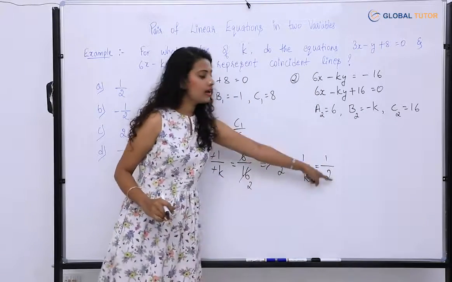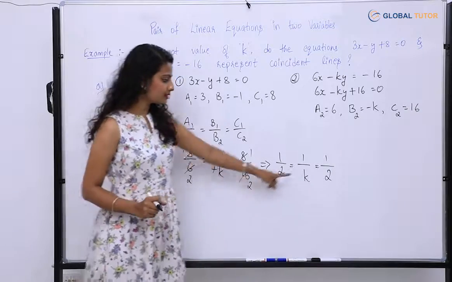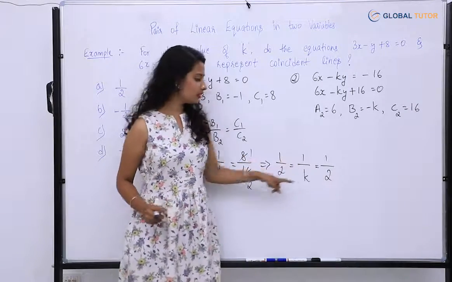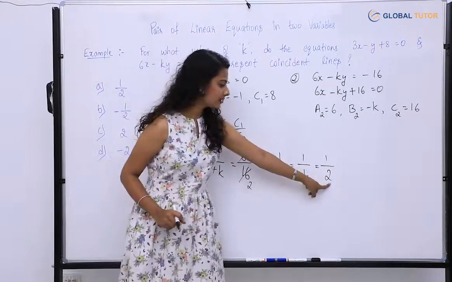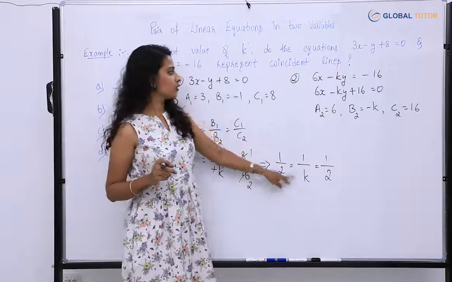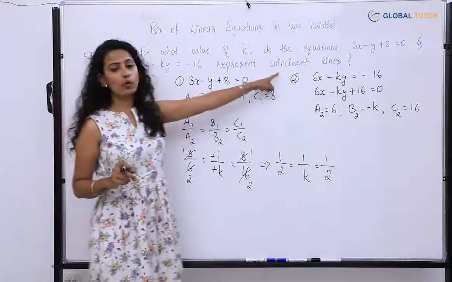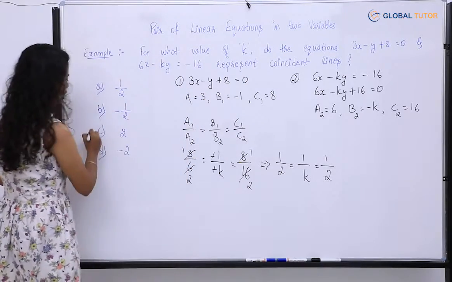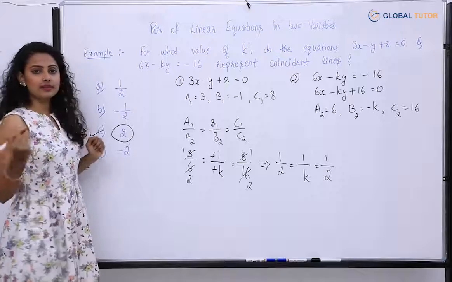So all these have to be equal, which means the value of k is 2, because here A2 and C2 value is 2. So B2 value should also be 2 in order to have these two lines as coincident lines. So option C, 2 is the right answer.